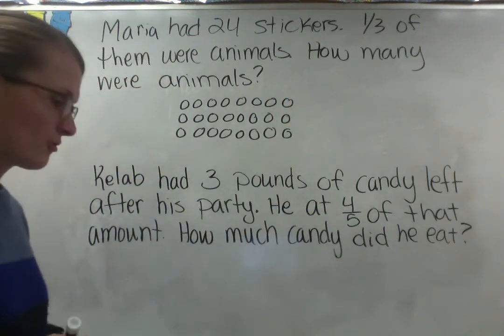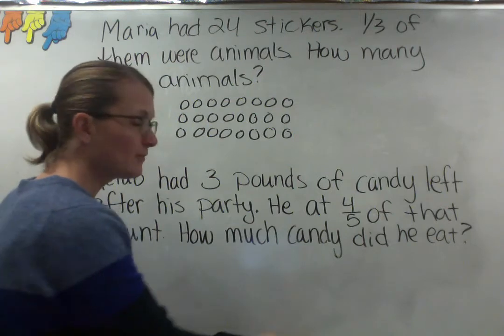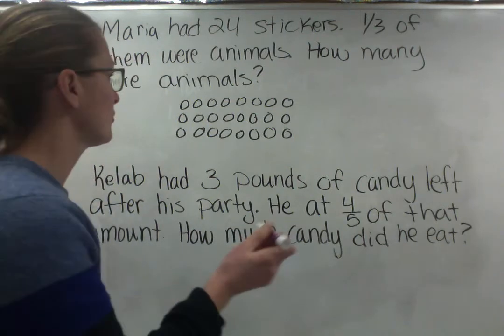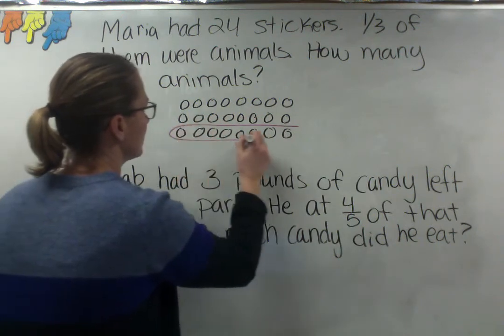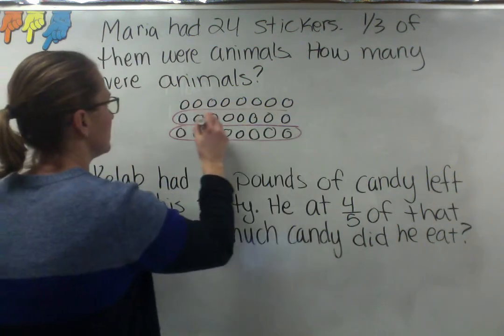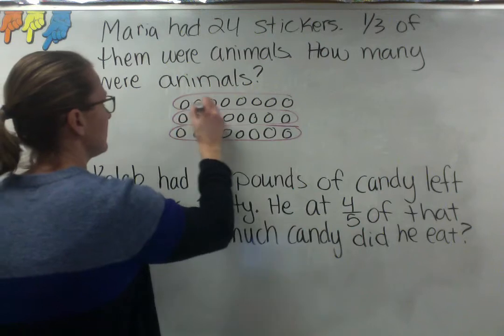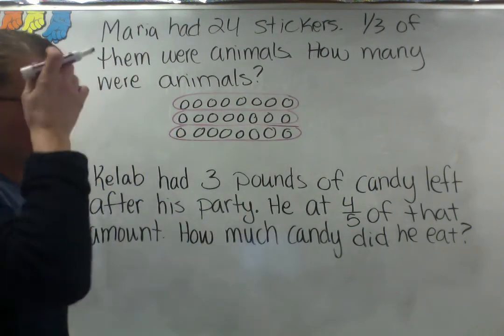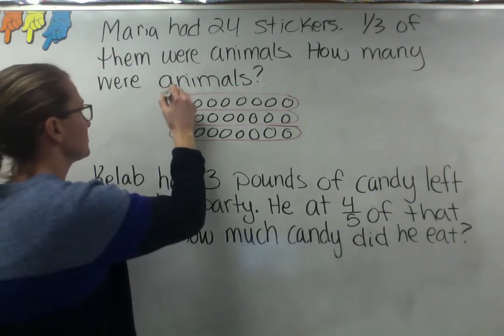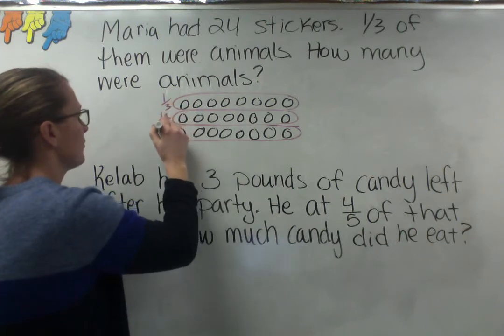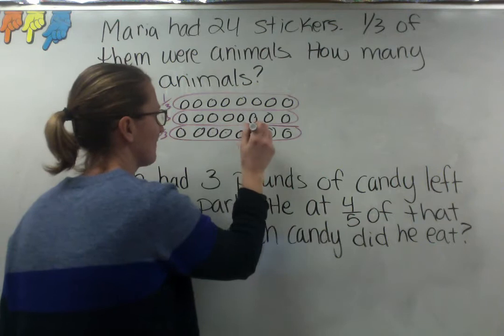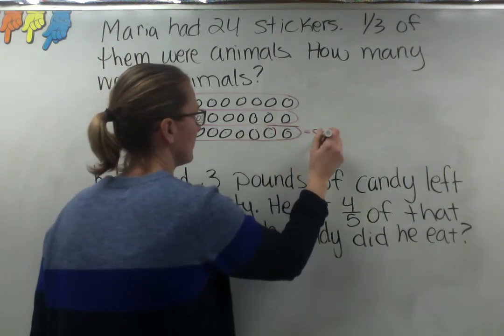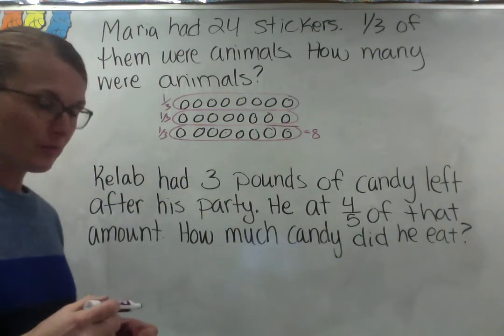So let's say those are her 24 stickers. If you want to know what 1/3 of those 24 stickers are, you would divide them into 3 groups, right? So 1 equal group, 2 equal groups, 3 equal groups. Each of these groups is 1/3 of the total. And so 1/3 would be 1, 2, 3, 4, 5, 6, 7, 8 stickers. So 1/3 of her stickers would equal 8.